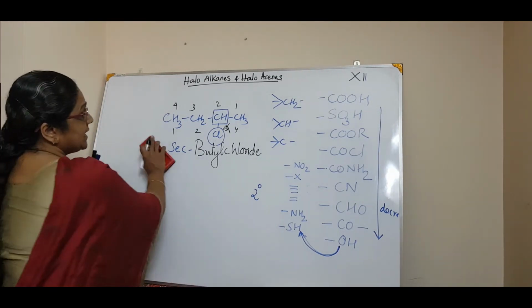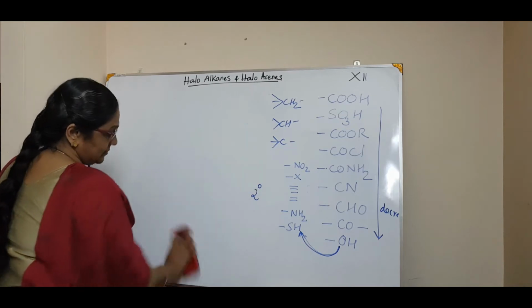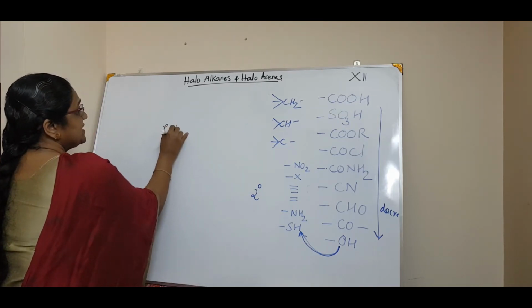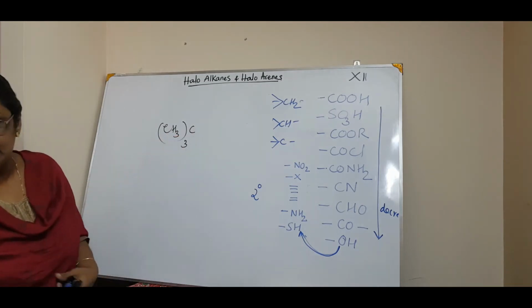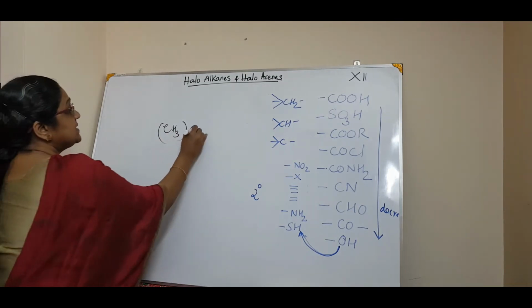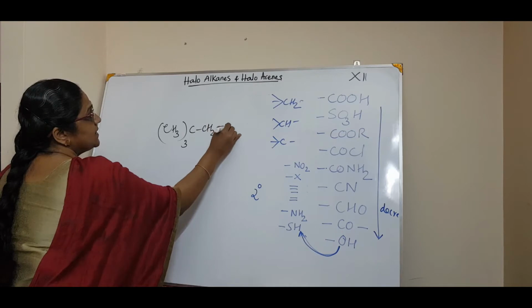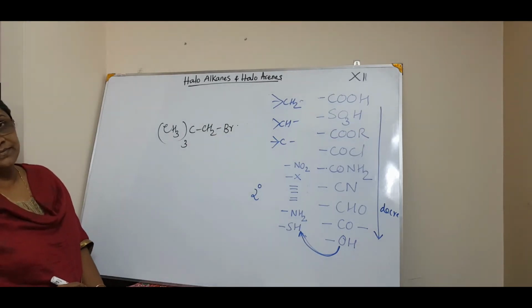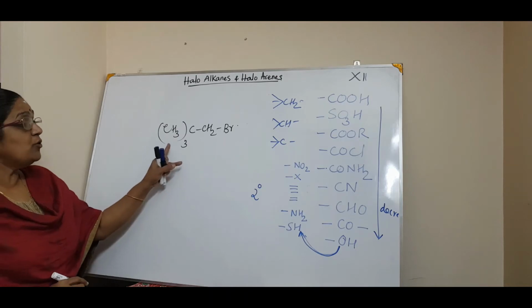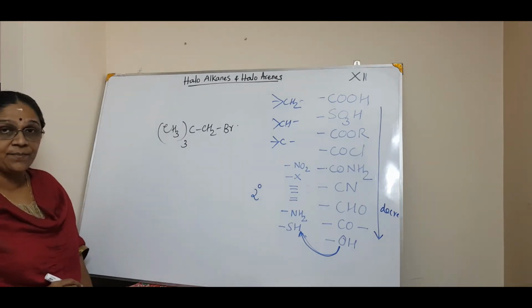Yes. The second is (CH3)3C, 1, 2, 3, 4, (CH3)3C-CH2Br. See? How will you name this compound? First of all, how will you name this compound in the IUPAC system?